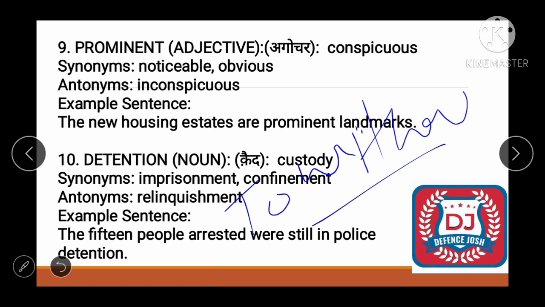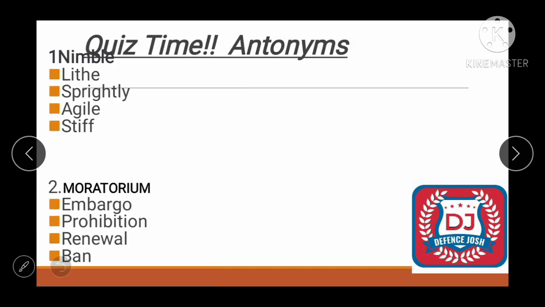This is the example: the 15 people arrested were still in the police custody or detention. So this word we have learned today. Now it's quiz time and see how much do you know.